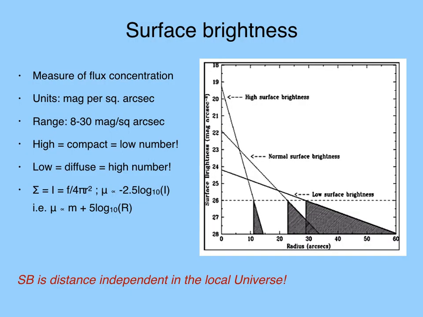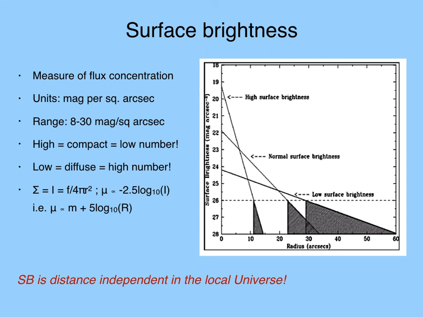Now, as discussed earlier, the luminosity of extended objects is often measured in terms of their surface brightness, which is a measure of the concentration of light. Surface brightness is measured in magnitudes per square arcsecond. For typical nearby galaxies, it can range anywhere from 8 to 30 magnitudes per square arcsecond.